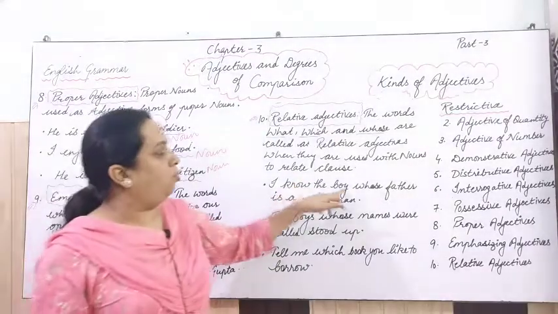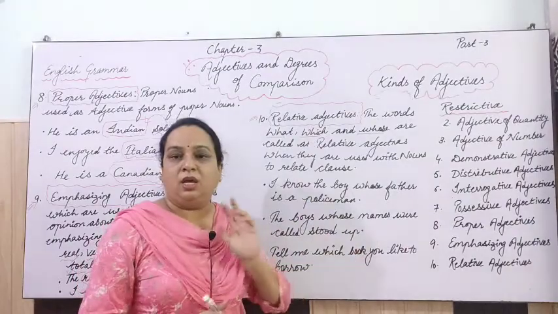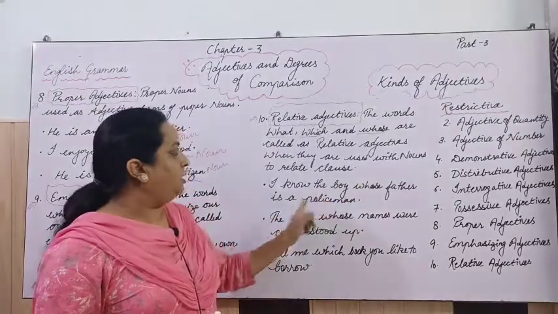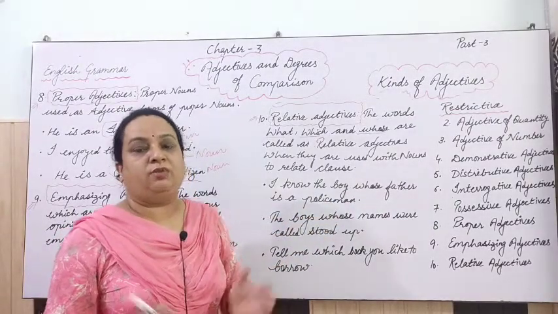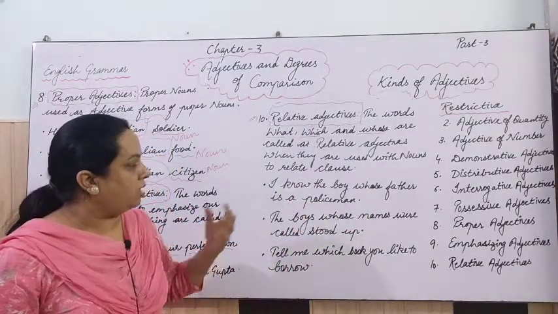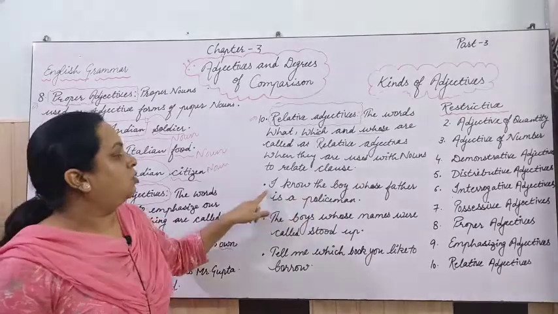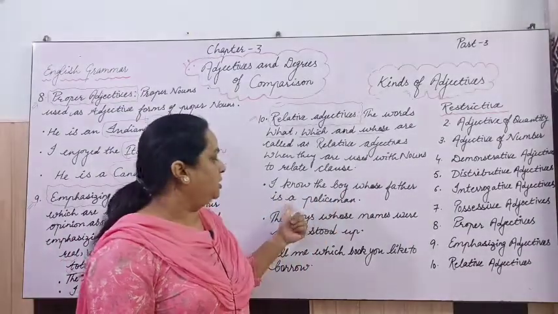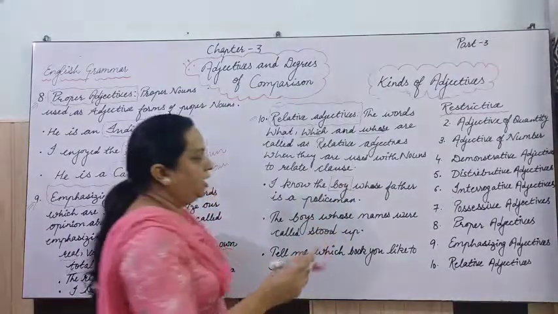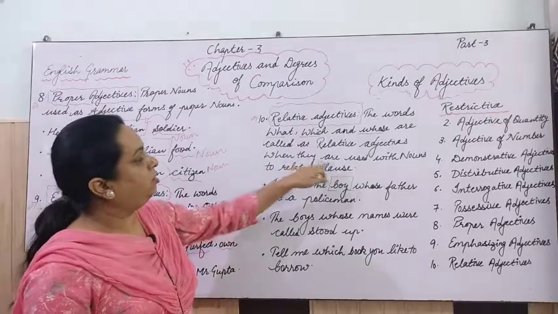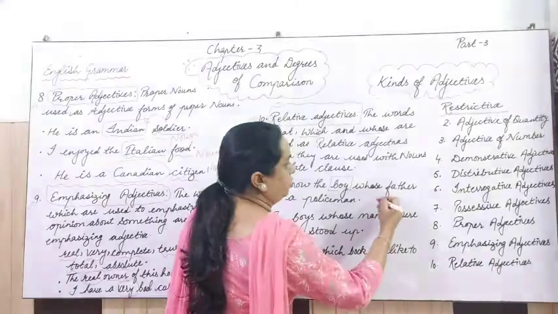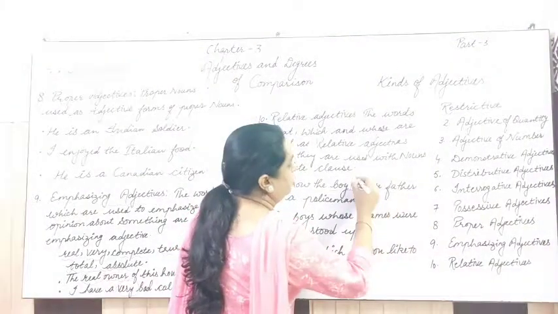Suppose, I know the boy whose father is a policeman. Suppose we have two sentences. I know the boy, full stop. His father is a policeman. These were two sentences, and when I joined them, I synthesized or transformed them into a single sentence. So I know the boy whose father is a policeman. This is used with the nouns to relate the clause. So that is relating the next clause, the next sentence also. This is what? Whose.